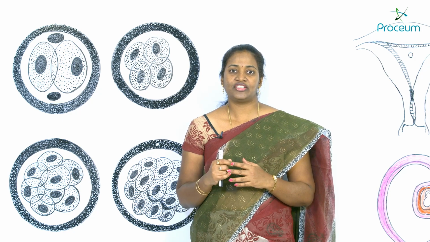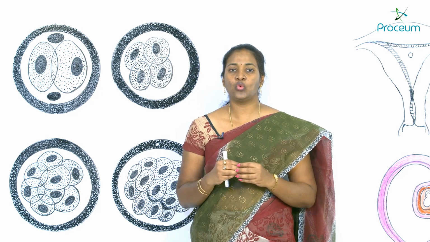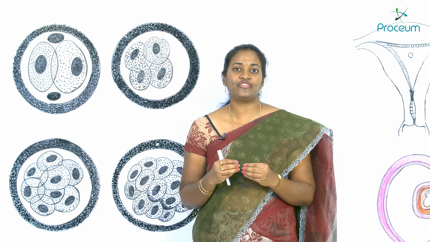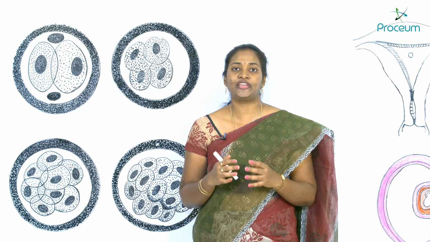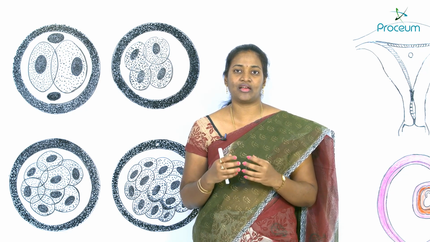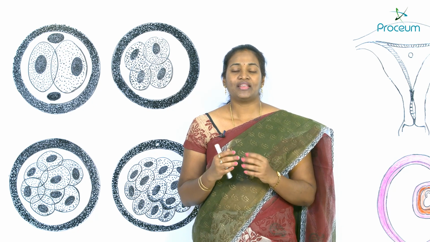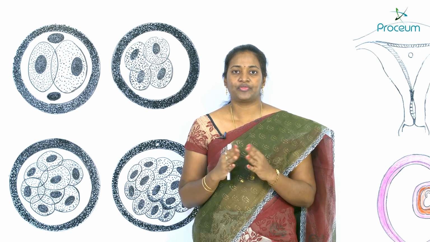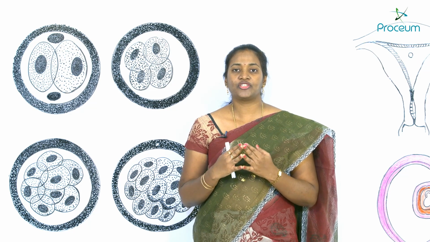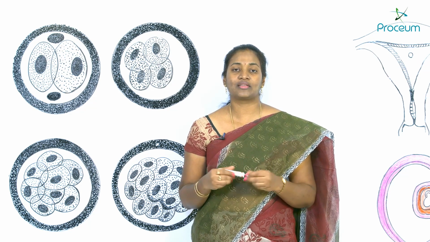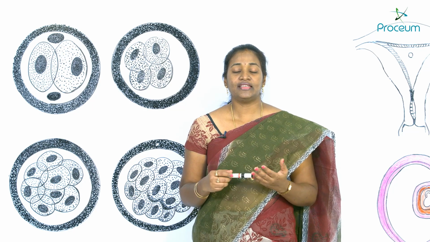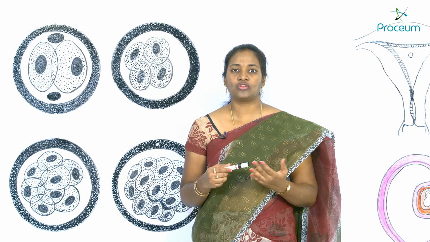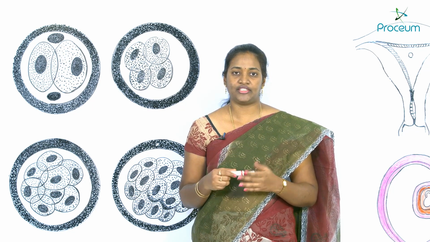As the morula reaches the uterine cavity, fluid from the uterine cavity penetrates the zona pellucida and accumulates in between the inner cellular masses. Now a single cavity is formed, and that is called the blastocele. The morula after the formation of the blastocele is called the blastocyst. This takes place on the 4th or the 5th day after the fertilization.